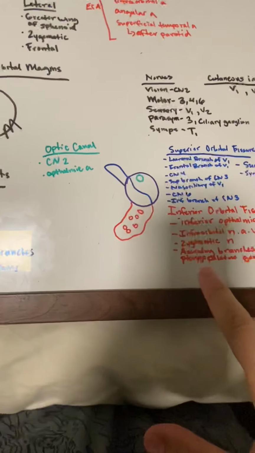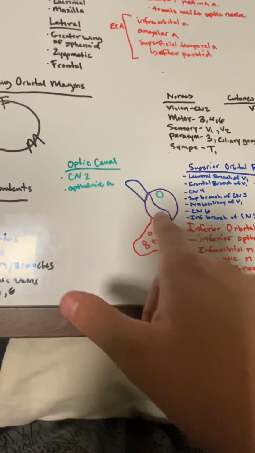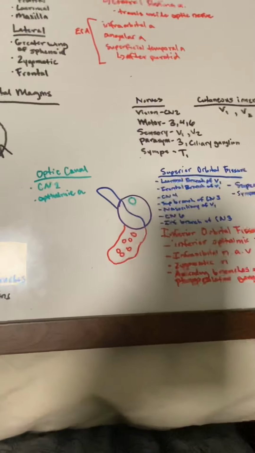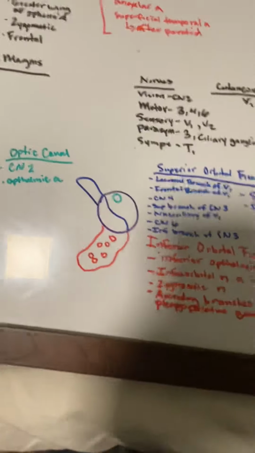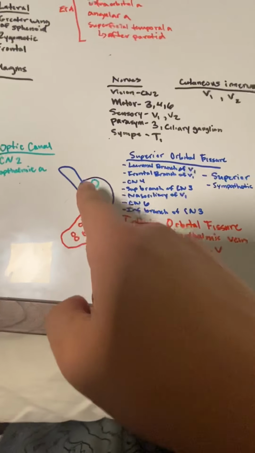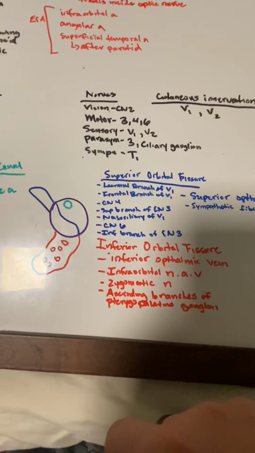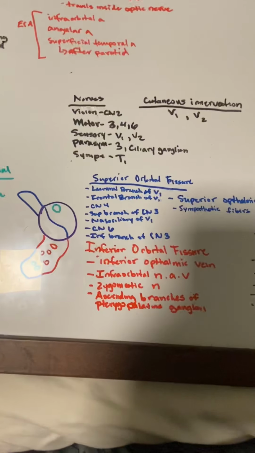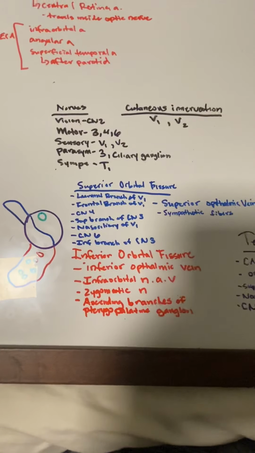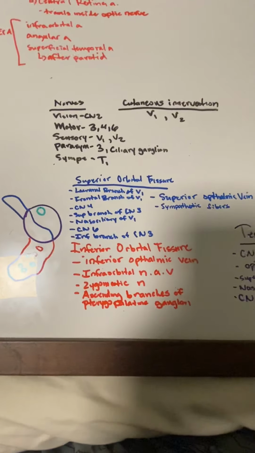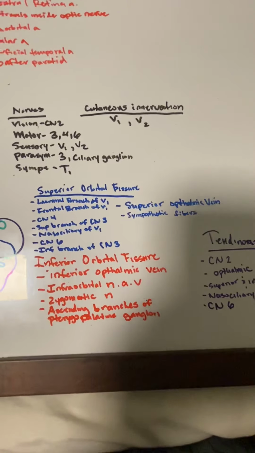So the red portion is going to be the inferior orbital fissure. This blue portion is the superior orbital fissure. And the purple is this tendinous ring. And then the green is the optic canal. So let's go over the blue first, which goes inside the ring as well. So it's going to be the lacrimal branch of V1, the frontal branch of V1, cranial nerve 4, the superior branch of cranial nerve 3, nasal ciliary of V1, cranial nerve 6, inferior branch of cranial nerve 3, the superior ophthalmic vein, and then sympathetic fibers.